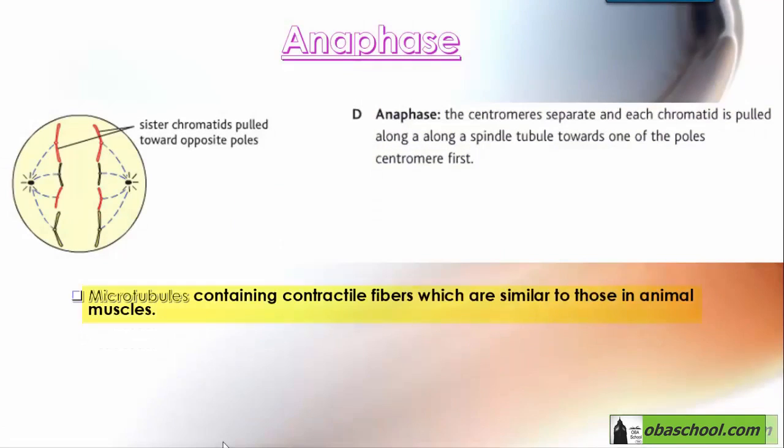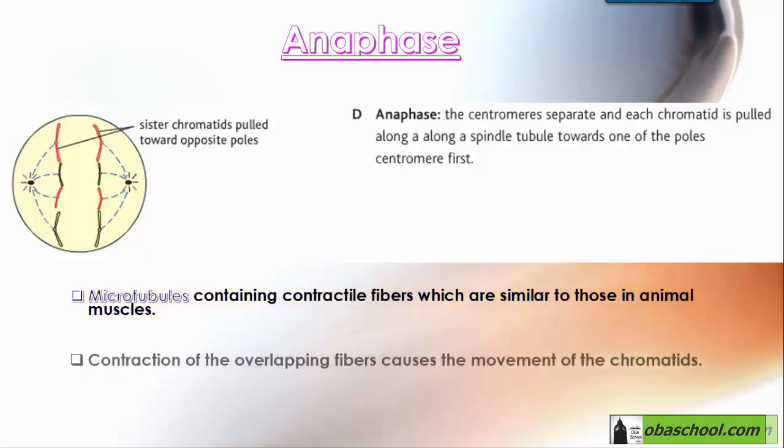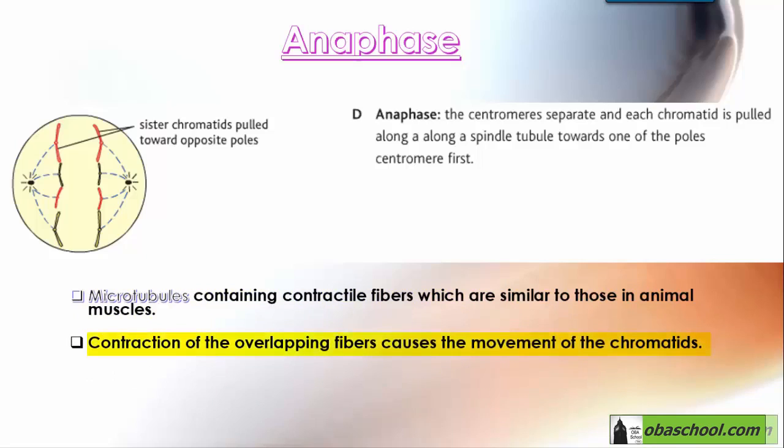The microtubules that are pulling on these chromatids contain contractile fibers, similar to those in the muscles of animals, and this is how they pull on these chromatids to the opposite poles of the cells, through the contractile fibers. Contraction of overlapping fibers causes the movement of the chromatids towards one pole of the cell each.